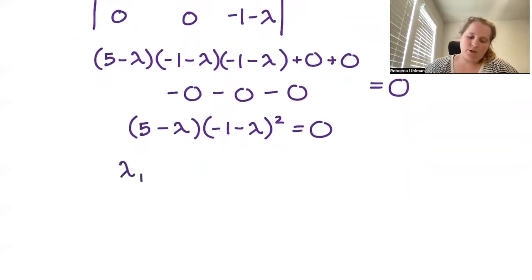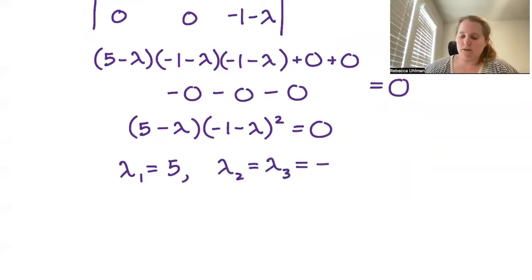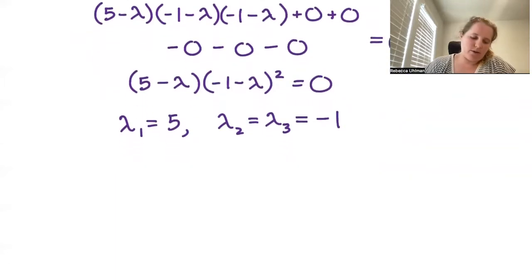So we can take lambda 1 to be equal to 5, and lambda 2 and lambda 3 are equal, and they can be equal to -1. So here we have our eigenvalues. Next up, we need to find our eigenvectors.